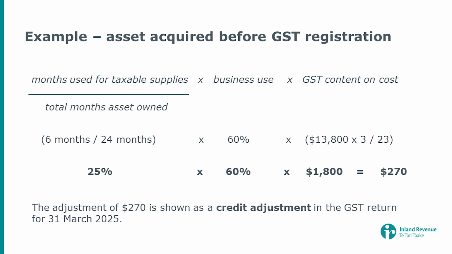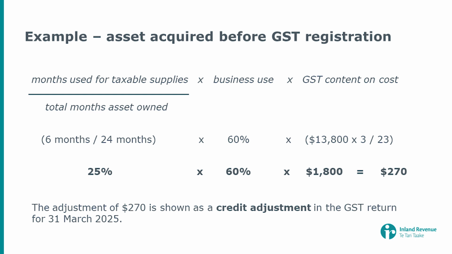Here's how the calculation works. First, we need to work out the portion of time the car's been used for GST purposes or for taxable supplies. As at 31 March, we've owned the car for 24 months, and it's been used for GST purposes for a total of 6 months. This means the car's been used for taxable supplies for 25% of the time we've owned it. Step 2 is the portion of business use. Our logbook shows that 60% of the kilometres travelled are for business.